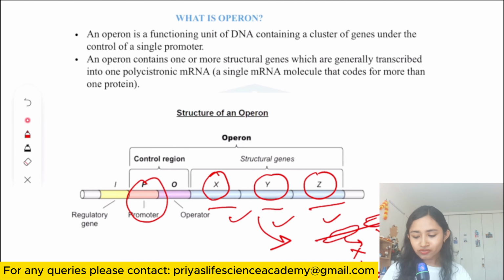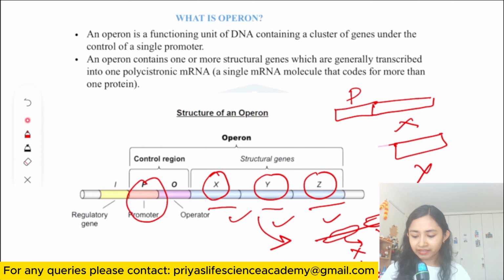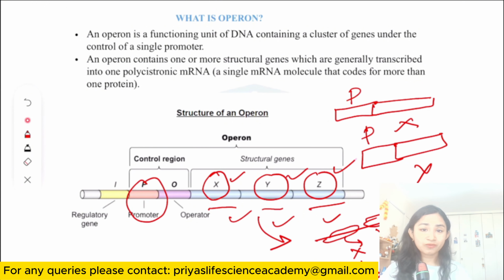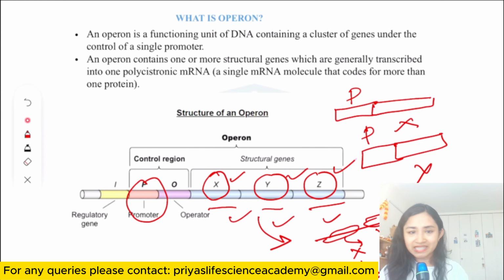But in eukaryotes, we see monocistronic mRNA. What is monocistronic mRNA? Suppose gene X is under the control of an individual promoter, and gene Y is again under an individual promoter. So in eukaryotes, single genes are under the control of a single promoter, but in prokaryotes, a cluster of genes are under the control of a single promoter region. So this is mainly the operon. I hope you understood what an operon is.